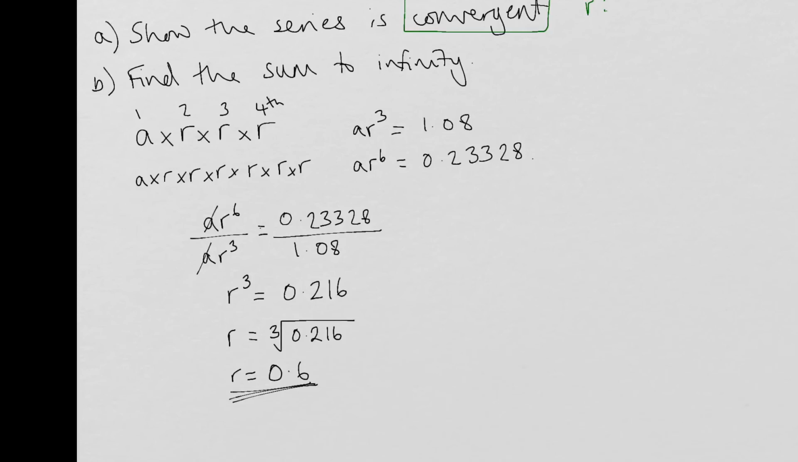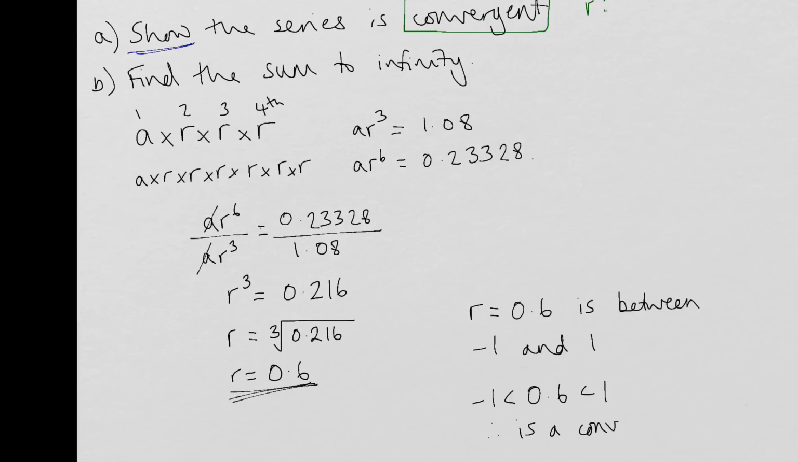So we need to just show that this series is convergent, because that's the instruction that we are given in the question. So we'd say that r, which is equal to 0.6, you could write a sentence if you want, is between -1 and 1. Or you could say something like 0.6 is less than 1, greater than -1, therefore it is a convergent series.